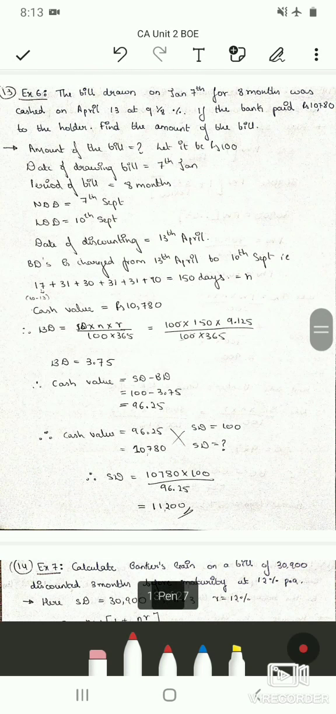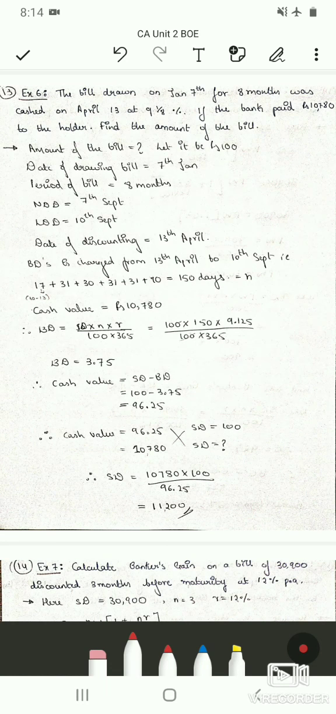So the sixth question is, a bill drawn on Jan 7th for 8 months was cashed on April 13th at 9 and 1/8%. If the bank paid rupees 10,780 to the holder, find the amount of the bill. So here I have used the other method. Same, sum due is asked.